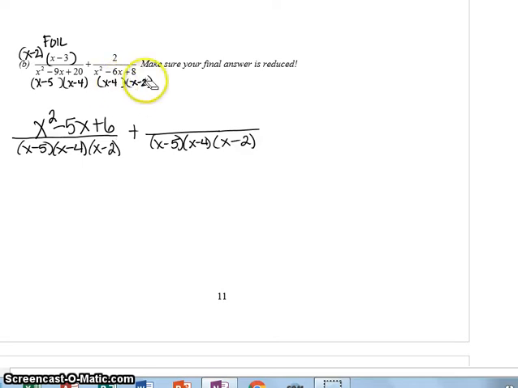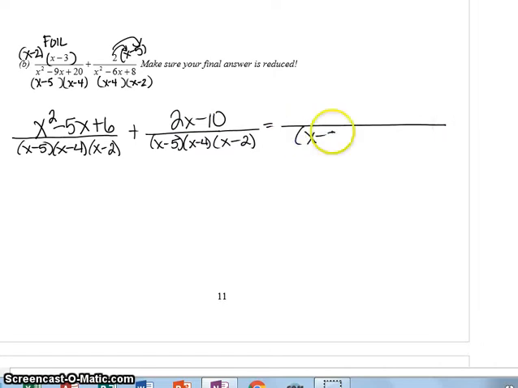Okay? The second one has the minus 4 and the minus 2. It's missing the x minus 5. So now I'm going to distribute, and I'm left with 2x minus 10. Keep and carry that horribly ugly denominator, so x minus 5 times x minus 4 times x minus 2, and now combine like terms up top, and I'm left with x squared minus 3x minus 4. Okay, so I'm just combining like terms.